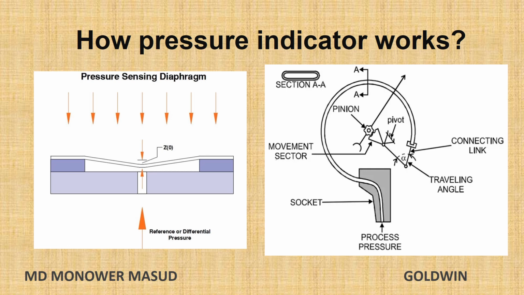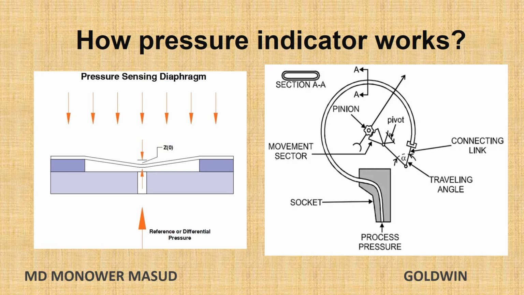Pressure sensing element. At the core of a pressure indicator is a sensing element that reacts to changes in pressure. This element may be a diaphragm, Bourdon tube, bellows, or some other mechanism that deforms or moves in response to pressure changes. Pressure transfer mechanism. The pressure sensing element translates the applied pressure into a mechanical motion. For example, in a Bourdon tube pressure gauge, the tube straightens or bends as pressure is applied, and this mechanical motion is transferred to a pointer.